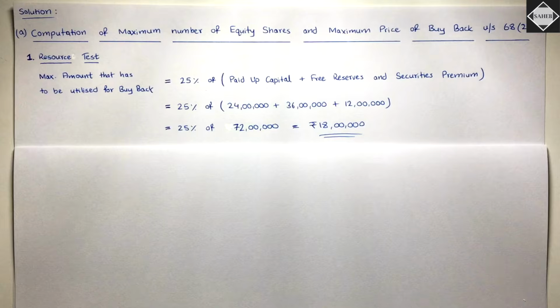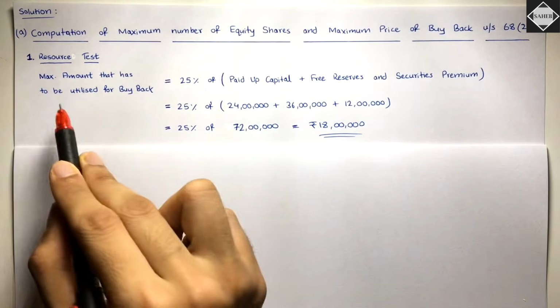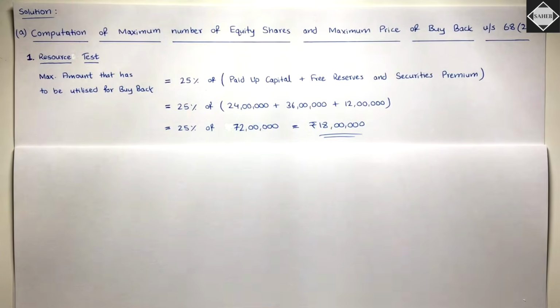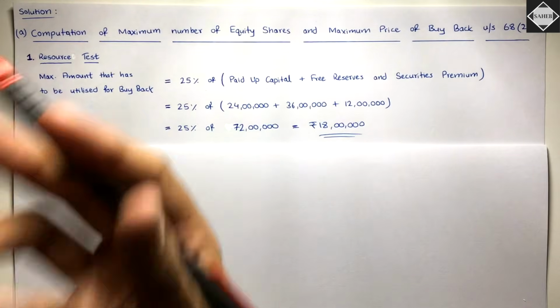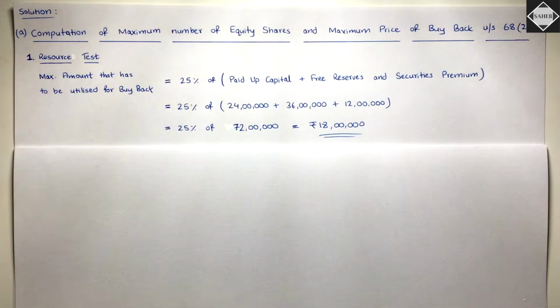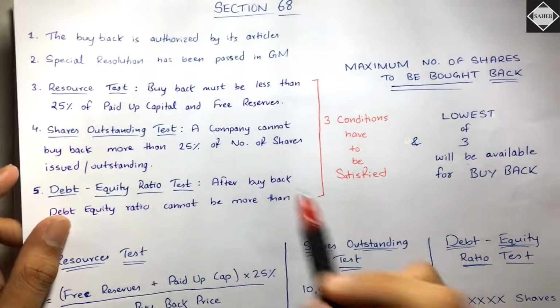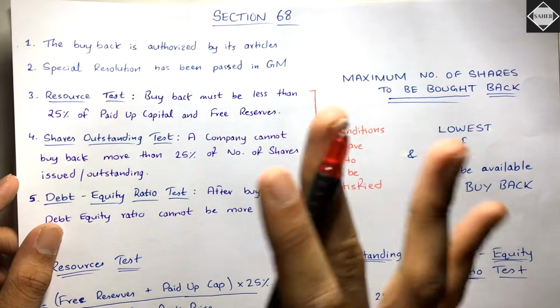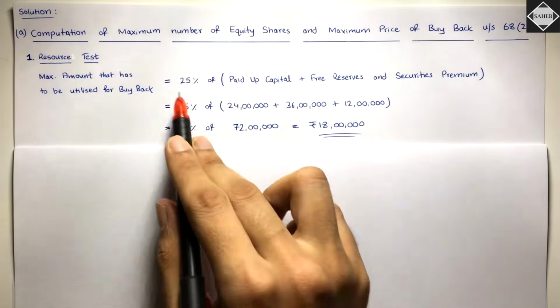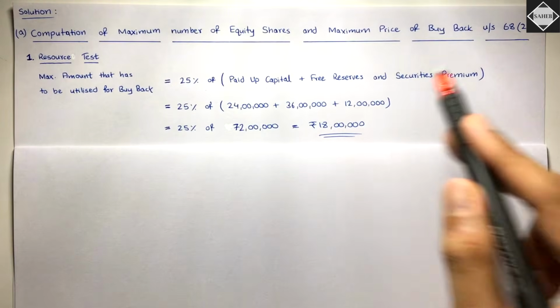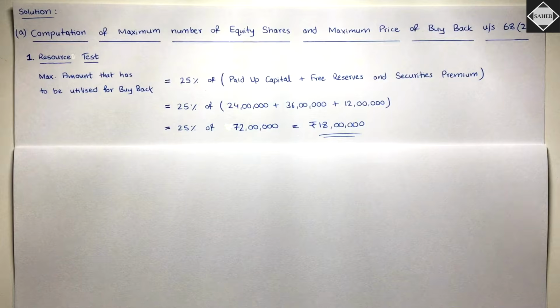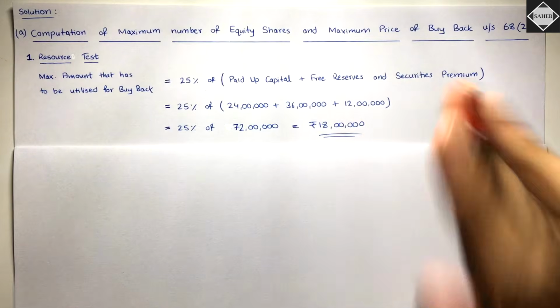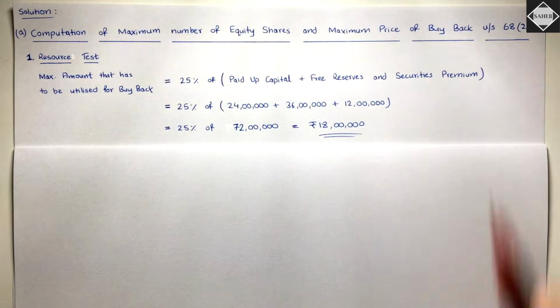Resource test says what is the maximum amount that you can utilize for buyback. In simple words, how much total outflow, maximum total outflow, you can have in this company. And the Companies Act says that it is 25%. Buyback must be less than or equal to 25% of paid up capital and free reserves. Okay, so 25% of paid up capital plus free reserves and securities premium. Understand? In buyback chapter, free reserve doesn't only mean free reserve, it also includes the securities premium.